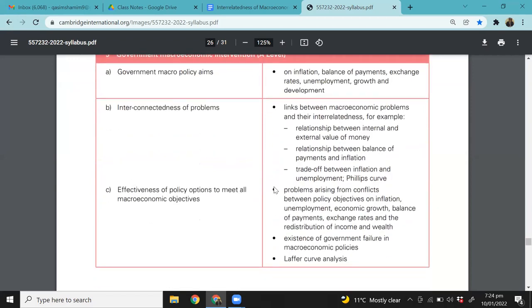So apparently these look like a lot of points, but each of these points is quite simple. What we're discussing over here is interrelatedness of macroeconomic problems. Now think about this. We know that there are five main macroeconomic issues that a country wants to focus on. Let me write these down for you. So macroeconomic variables are variables which are not related to one market or one sector, but instead they are related to the entire economy. And that is why we call these macroeconomic variables.